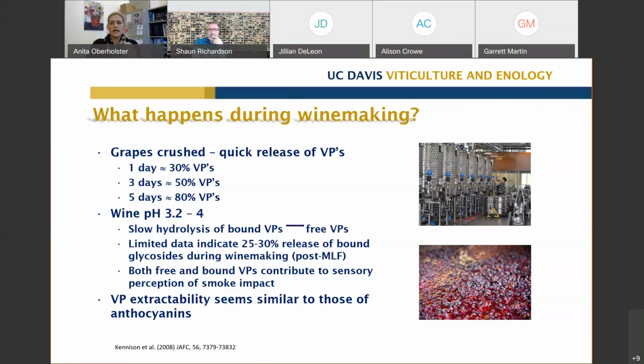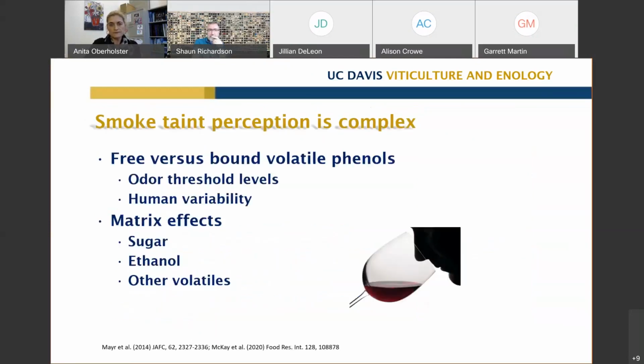Basically, what I found is they extract very quickly. They're also glycosylated like pigments. So whatever you do to get pigments out, you're probably also getting all your volatile phenols out, bound and free. There's a huge problem because we actually know the threshold levels of all these compounds, but it's not very useful, like we found. We see that all these compounds can be a problem in wines and actually cause smoke impact at 10 times lower levels than the threshold levels on their own in a base red wine. It's because they have synergistic impacts with each other.